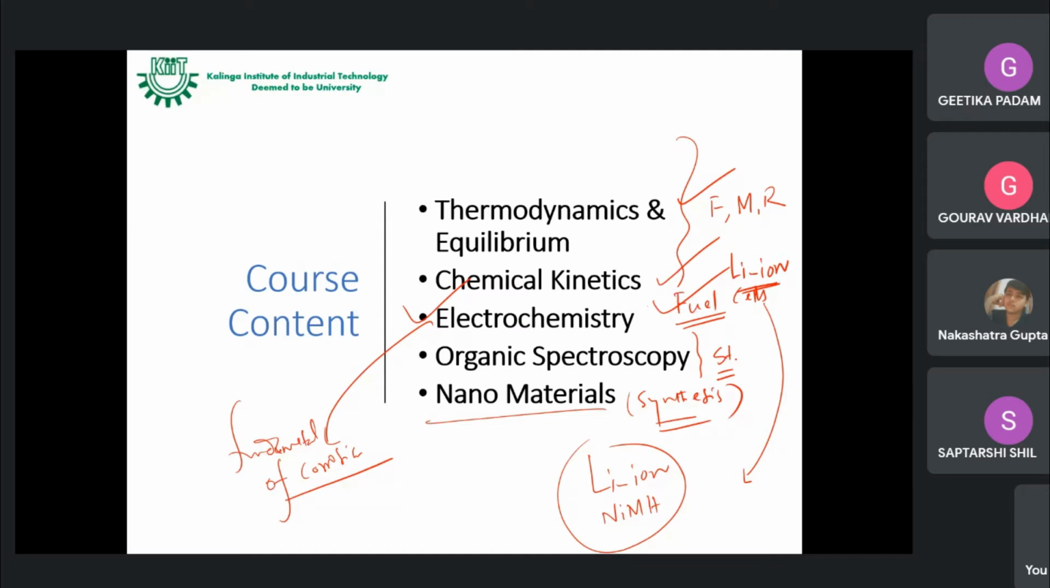So some techniques which are widely used for synthesis of materials will be discussed. We are going to discuss them in nanomaterials. So that is the overall syllabus. 5 topics: thermodynamics and kinetics, as I have already explained, feasibility, mechanism, and rate. Electrochemistry is introduced to you because of these energy storage devices and to have some idea on green energy.